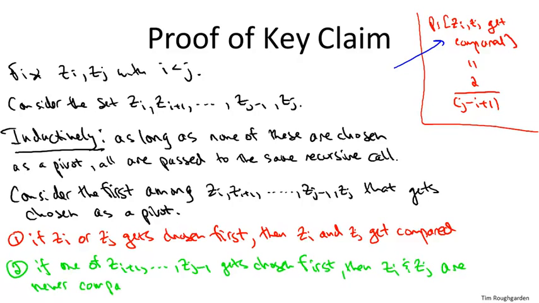Moreover, since zi is the smallest of these and zj is the biggest of these, and the pivot comes from somewhere between them, this choice of pivot will split zi and zj into different recursive calls. Zi gets passed to the first recursive call, zj gets passed to the second recursive call, and they will never meet again. So there are no comparisons in the future either.